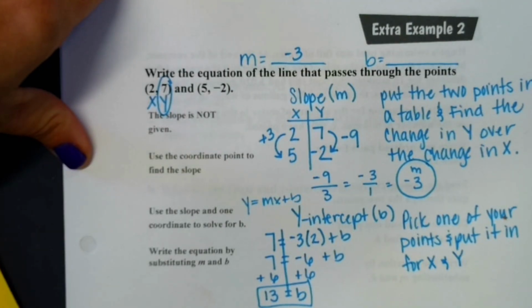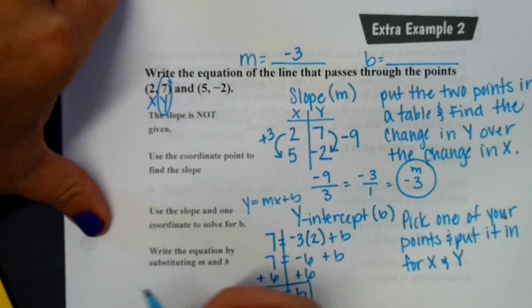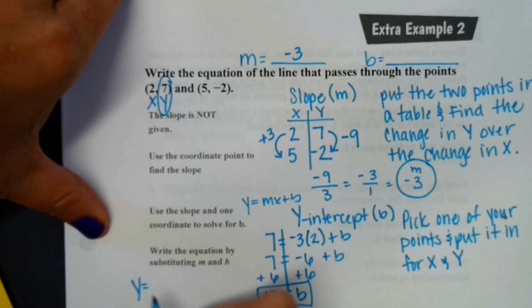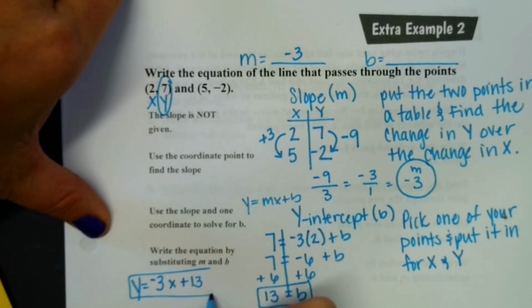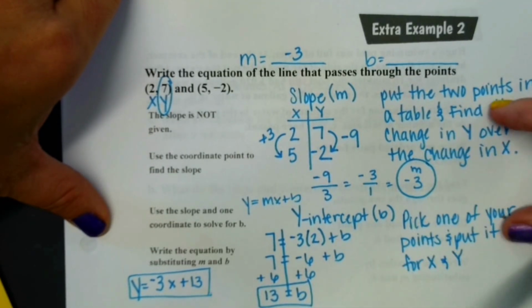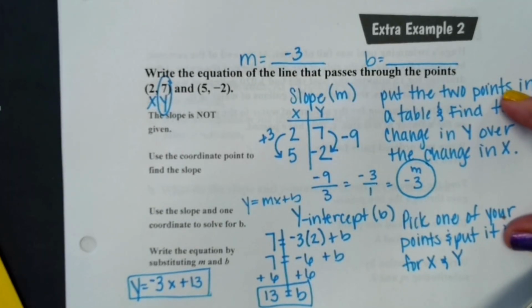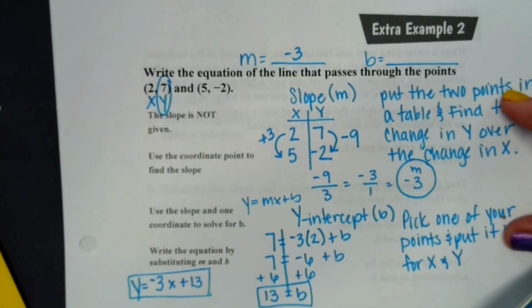Am I done with what they're asking me to do? I still haven't put it in that equation yet. So y equals -3x plus 13. If you don't have these two sentences written down, you're going to want them. I'm going to come back to this page, but let's flip the page and see what you're going to do next. Yes? I go quick.